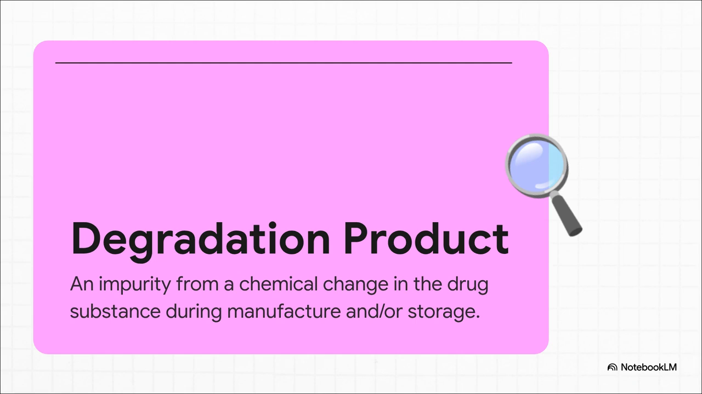And here's a good way to think about it. Imagine a perfect loaf of bread from a bakery. That's the pure drug you want. But over time, if you leave it out, expose it to heat or light, it can get these tiny imperfections, right? Like little burnt spots. In a pill, those burnt spots are degradation products. They're just unwanted chemical byproducts.